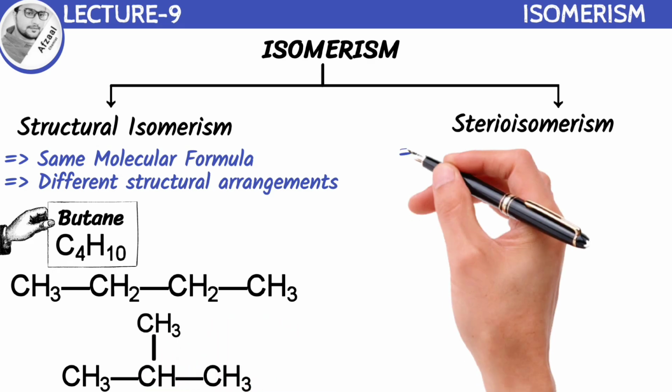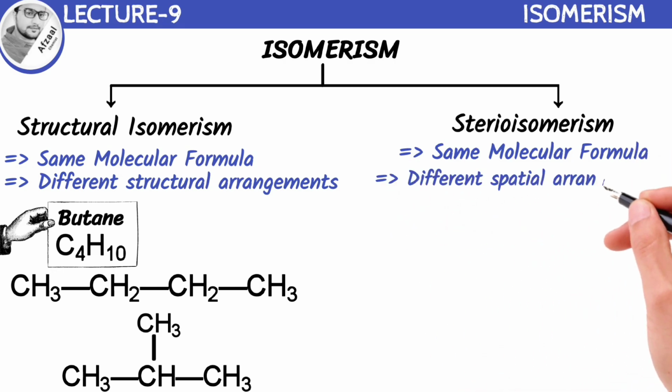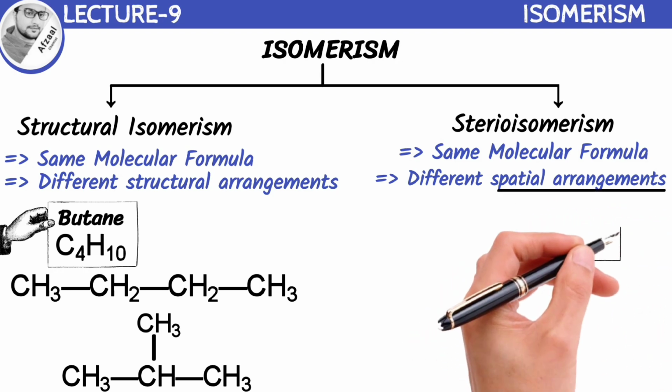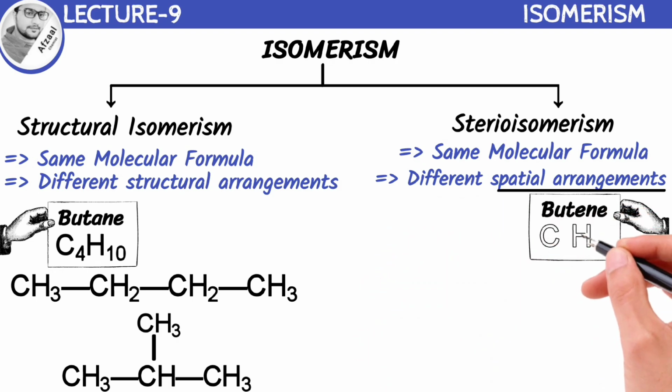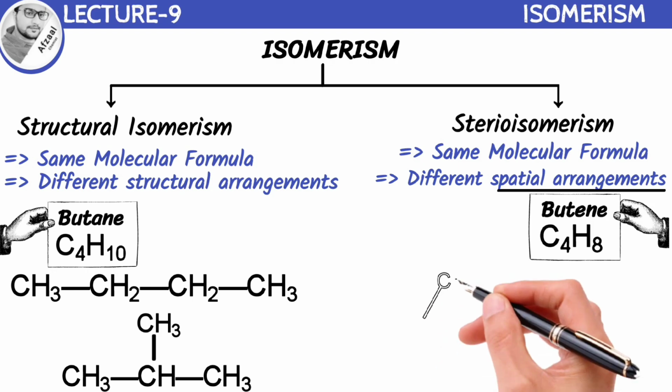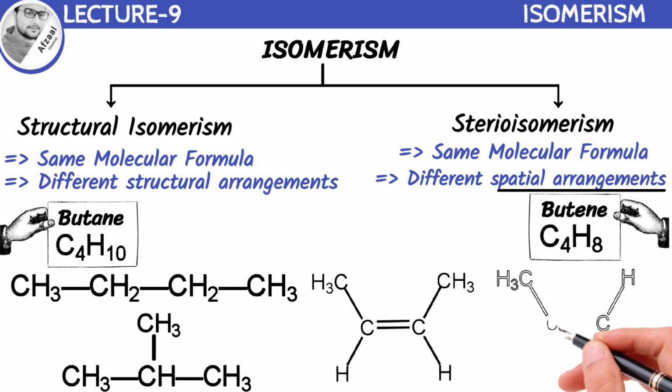On the other hand, stereoisomers have the same molecular formula, but their spatial arrangement is different. Spatial arrangement means they have different 3-dimensional arrangements of atoms in a molecule. Let's take an example to make things clearer. Imagine we have butene, which is a hydrocarbon with 4 carbon atoms and 8 hydrogen atoms. Now, it has 2 different types of stereoisomers, cis-butene and trans-butene.